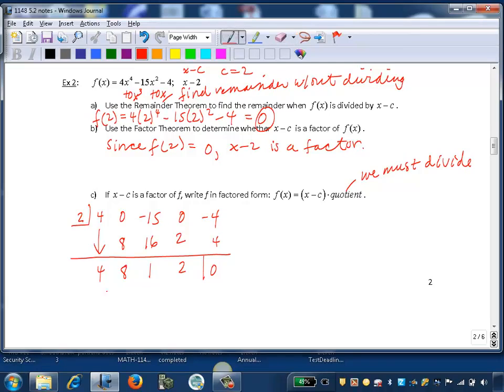So then our quotient, remember, is going to be 1 degree less than the dividend. We started with the 4th degree. We know that our quotient here is going to be cubic. So we can add our variables here. So we got 4x cubed plus 8x squared plus x plus 2. So that's our quotient.